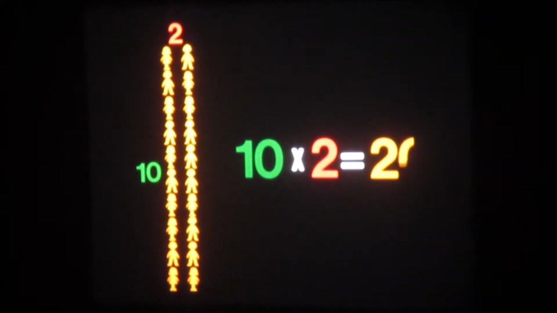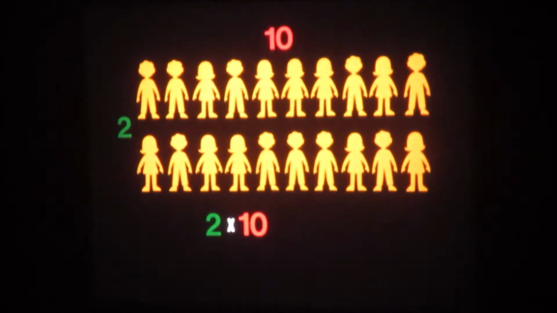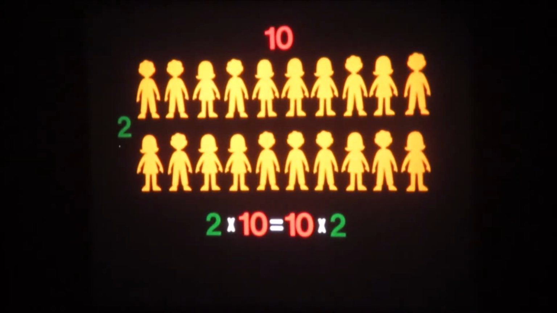But since there are 10 rows of 2 each, we can write it this way. 10 times 2 equals 20. Now we're using multiplication. If we changed from 10 rows of 2 each to 2 rows of 10 each, would the answer still be the same? Yes. 2 times 10 is the same as 10 times 2.